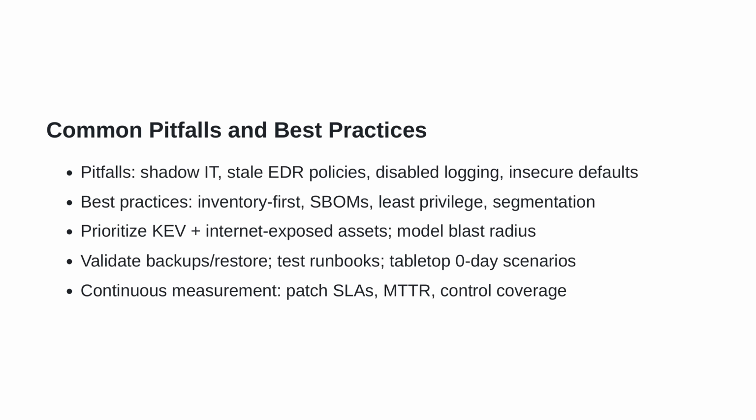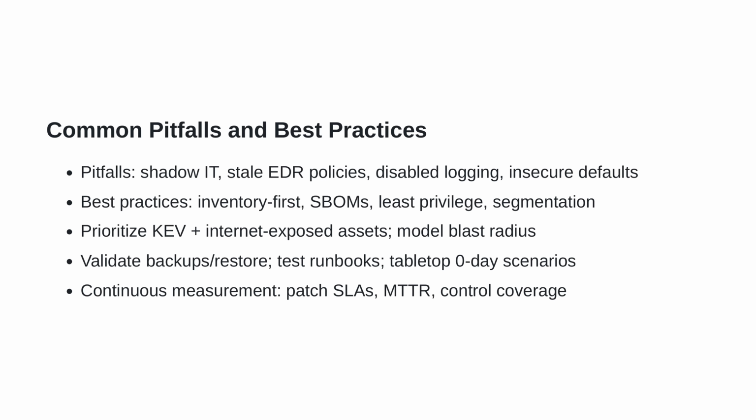Best practices. Lead with inventory. Maintain current asset and software inventories. Pair them with SBOM, software bills of materials, to know what's inside what you run. Enforce least privilege and segment networks and identities to limit lateral movement. Prioritize known exploited vulnerabilities and internet-exposed assets. Model blast radius. If this box falls, what can it reach and how fast?